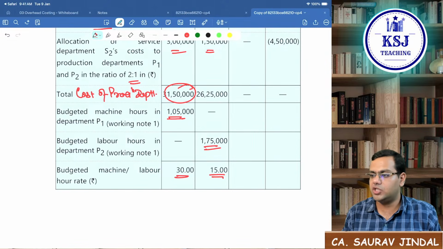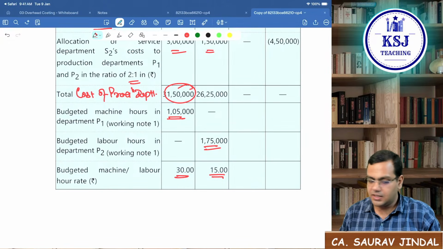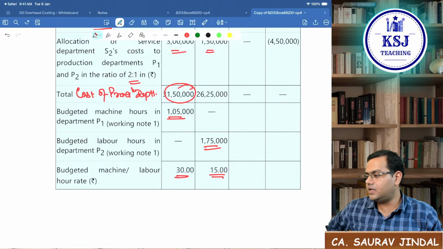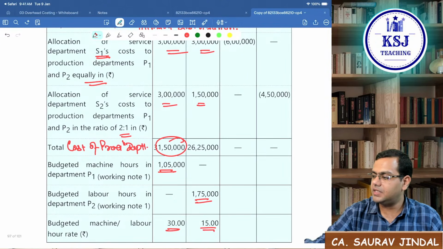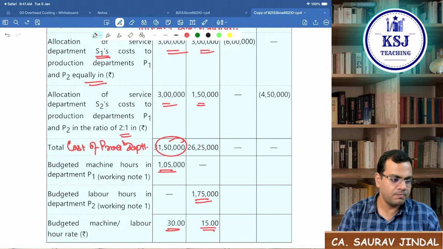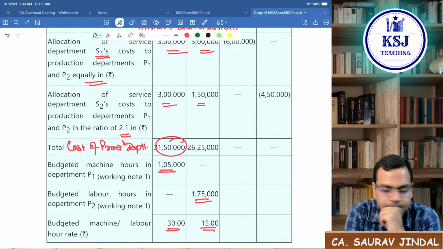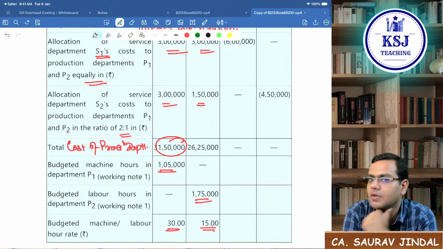For P1 it will be machine hours, for P2 it will be labor hours: 30 and 15. Is this much clear? The absorption rate that they are asking for, is it clear? Please let me know. Okay, fine.